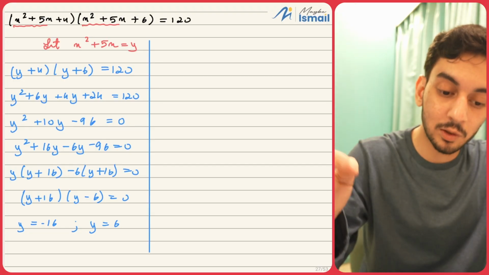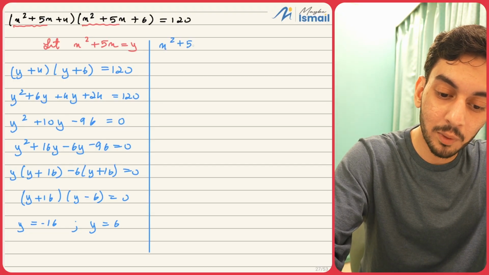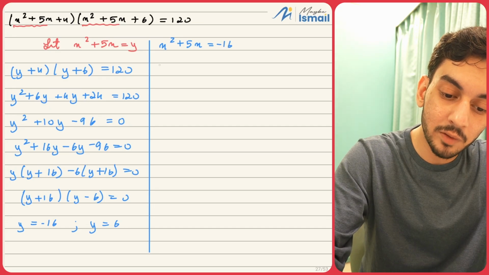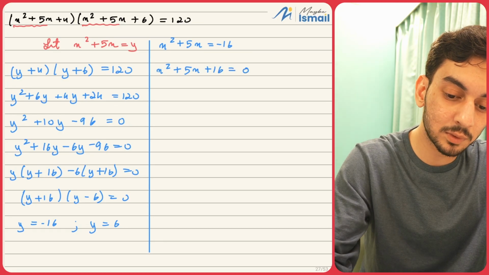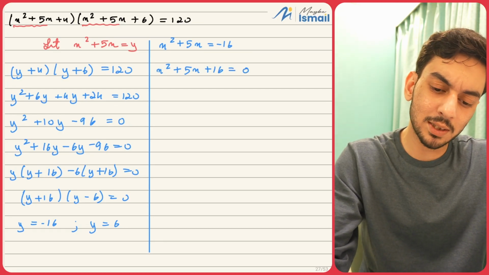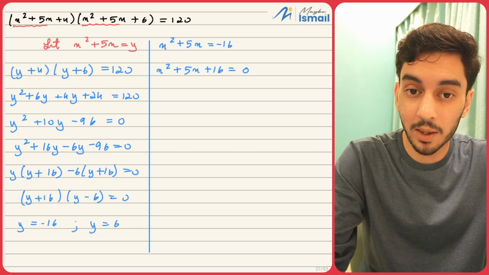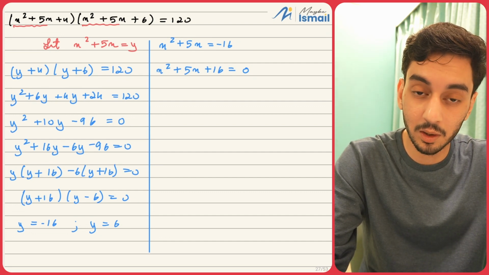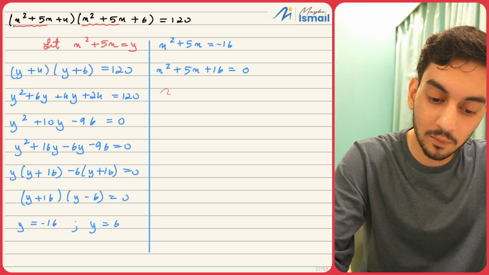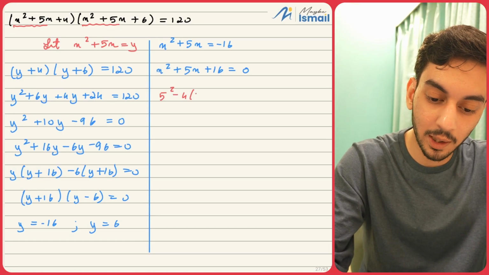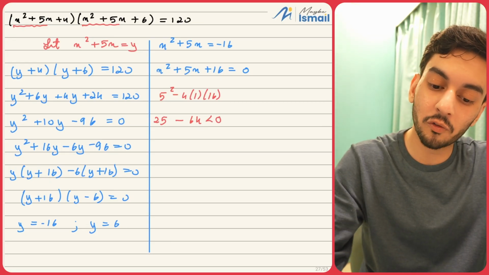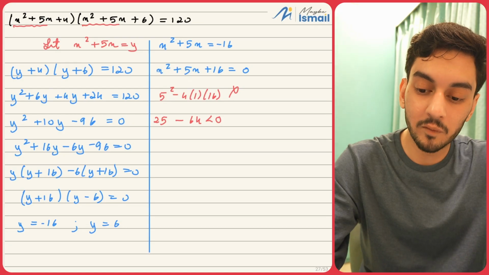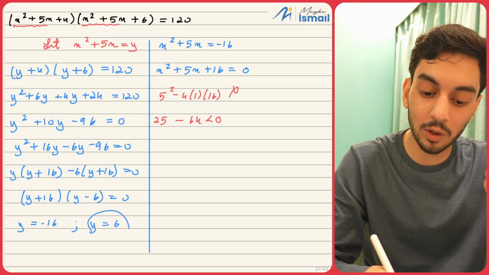And now we'll say y is equal to negative 16, which means x square plus 5x is equal to negative 16, which means x square plus 5x plus 16 is equal to 0. Okay, now if I look at this equation, I kind of realize that b square minus 4ac would be less than 0, because b square is 5 square minus 4 times a times c. So 5 square is 25 minus 16 times 4 is 64. So that would be less than 0. So from here, I will not get any values of x, which means I'll have to use x square plus 5x is equal to the other thing, which is 6.